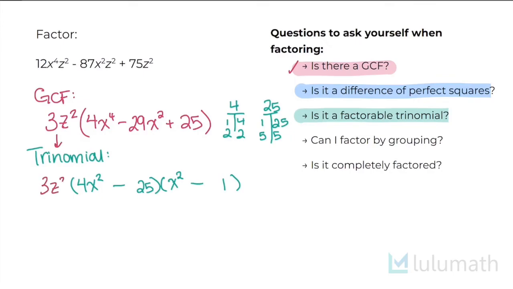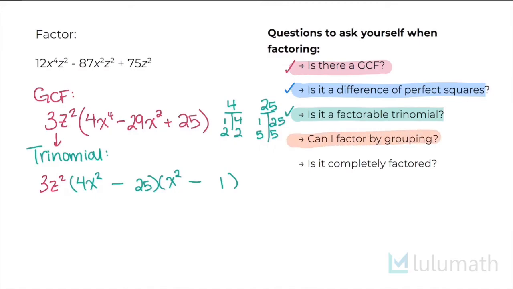Next, I'm going to ask myself, can I factor by grouping? So looking at my factors, I have 3z squared. I've got 4x squared minus 25, and then I've got x squared minus 1. In order for us to be able to factor by grouping, I need at least 4 terms, and none of these factors has 4 terms, so I can't factor by grouping.